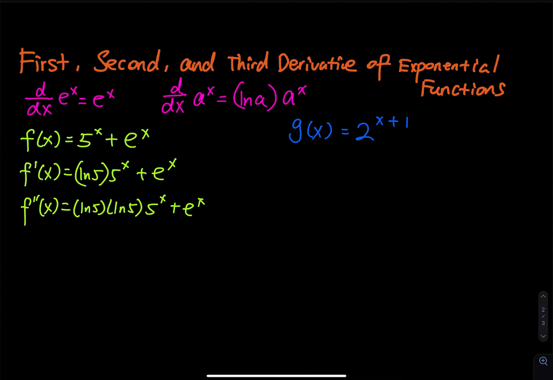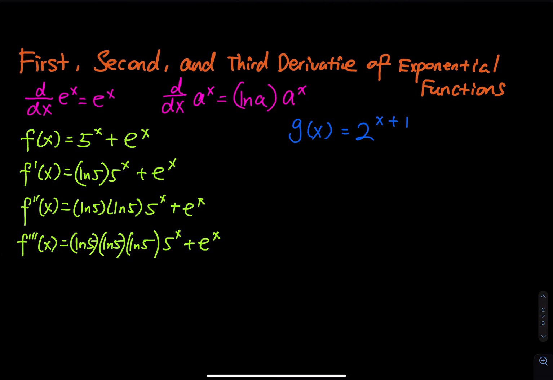When you take the derivative one more time, you produce another ln phi. So the third derivative is ln phi times ln phi times ln phi. Let's put them in parentheses, and then phi to the x plus e to the x.